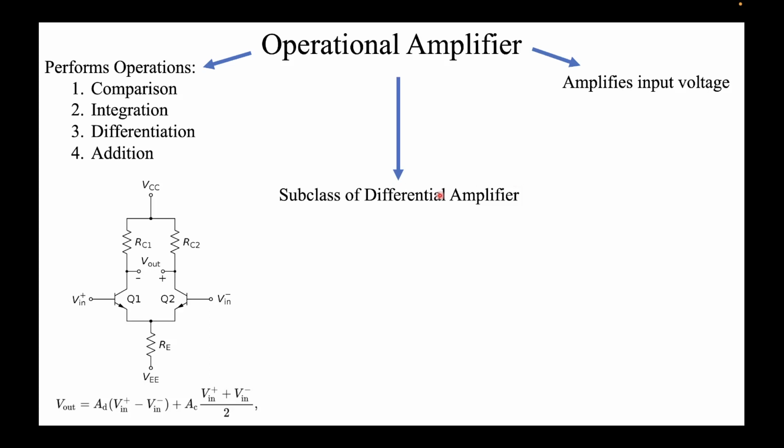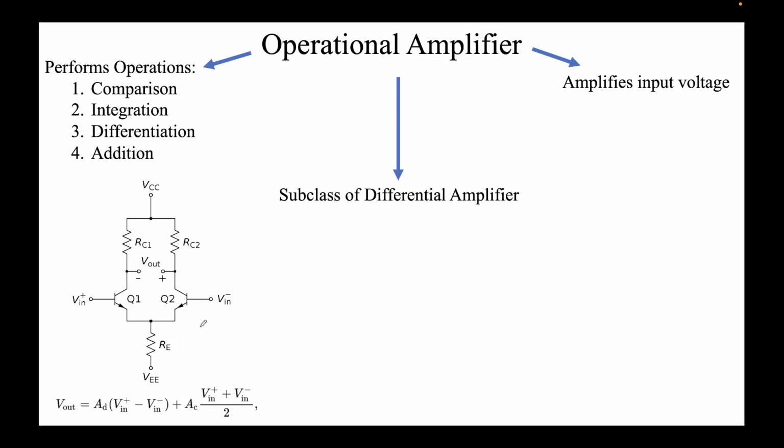By the way, this is the circuit diagram for a differential amplifier. You can see that it has two inputs, V in plus and V in minus. This is implemented using BJTs, and here you see two supplies, VCC and VEE. Let's say VCC is plus 15 volts and VEE is minus 15 volts, and I'm taking the output between IC2 minus IC1. The expression for this comes out to be V out equal to AD times (V in plus minus V in minus) plus AC times (V in plus plus V in minus) over 2.